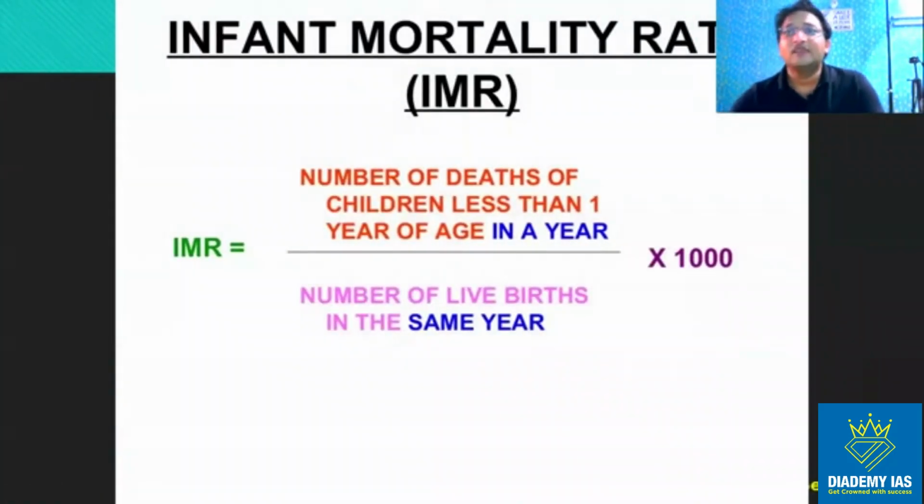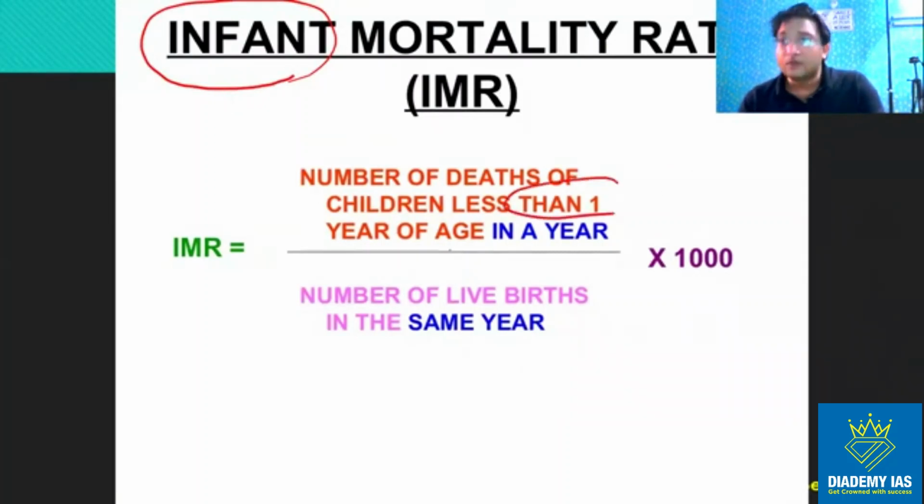Then we have infant mortality rate. This infant mortality rate means the number of deaths of children less than 1 year of age. The point to note is it is talking about less than 1 year of age in a year, divided by, as a proportion of, the number of live births.